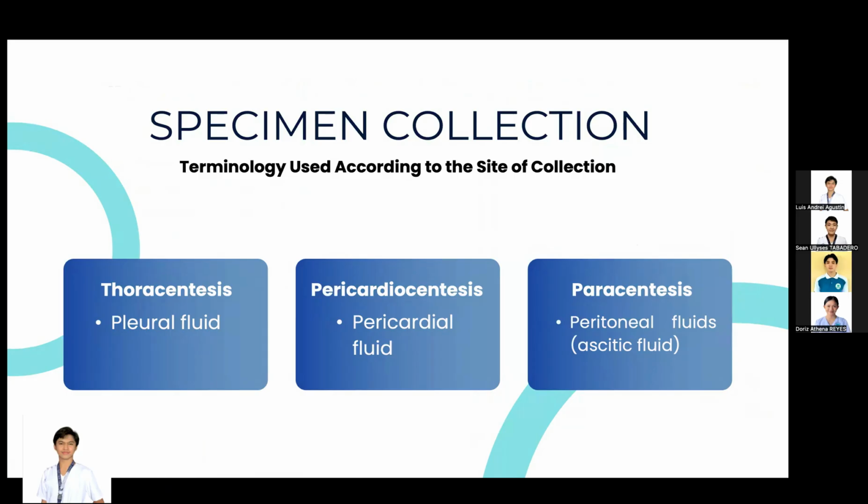This image just shows a slide about the specimen collection, specifically focusing on terminology related to the collection site. For thoracentesis, this involves collecting pleural fluid, which is fluid from the space around the lungs. Pericardiocentesis involves collecting pericardial fluid, which is fluid from the sac surrounding the heart. For paracentesis, this involves collecting peritoneal fluid, also known as ascitic fluid, which is fluid from the abdominal cavity.